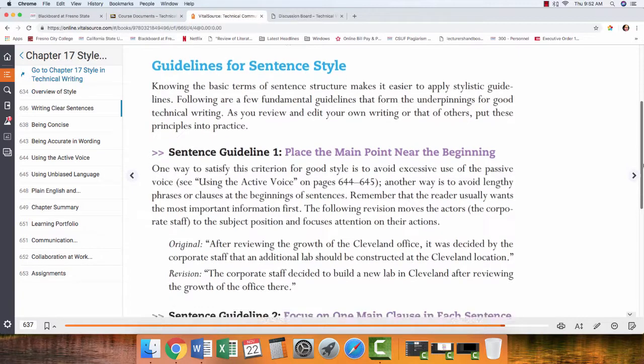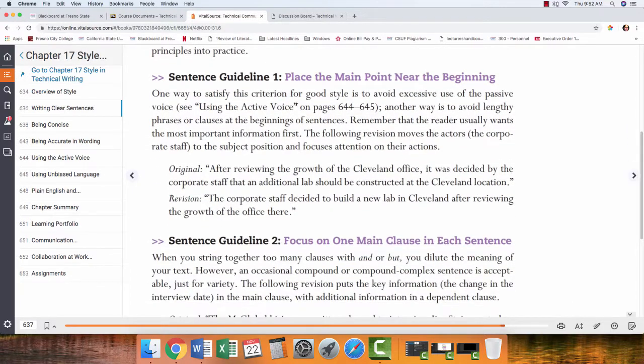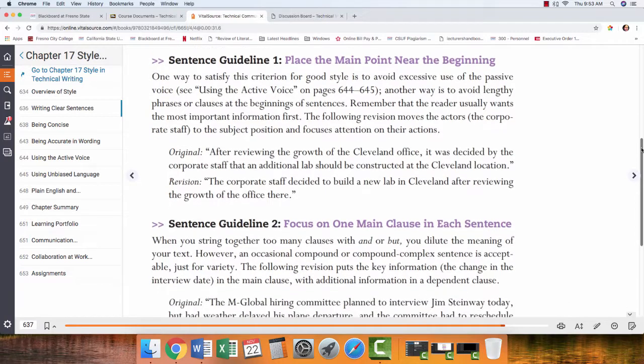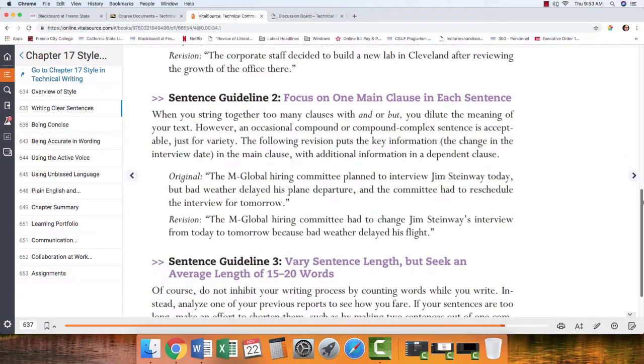Guidelines for sentence style. You want, certainly for any kind of business writing whatsoever, your main point near the beginning. You want to do that for science writing. You want to do that for writing in English literature. The main point near the beginning. You're not writing a mystery novel. You don't want people to guess what you're talking about. You want to state it up front. Okay, so that's really, really important.